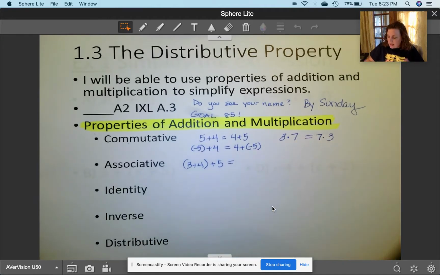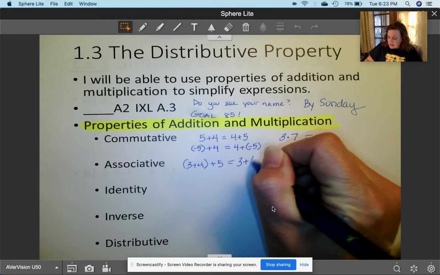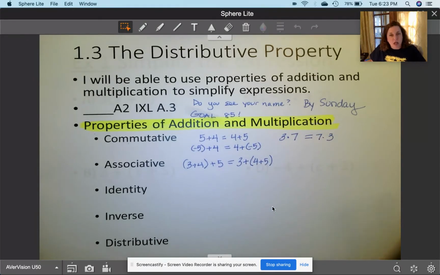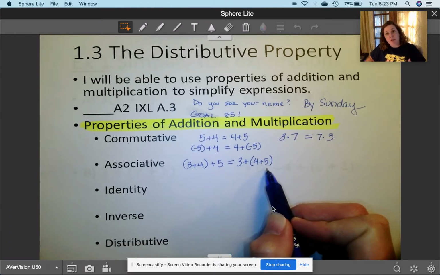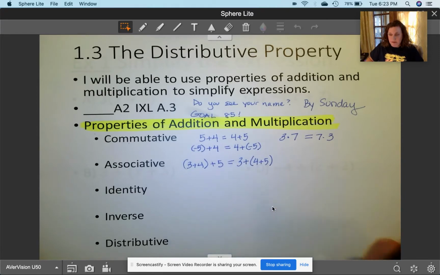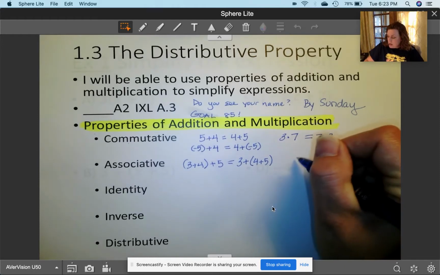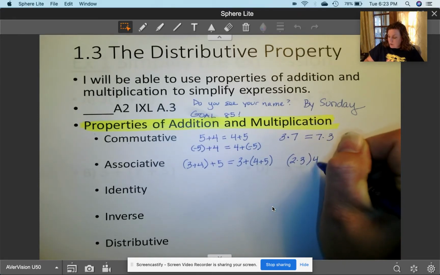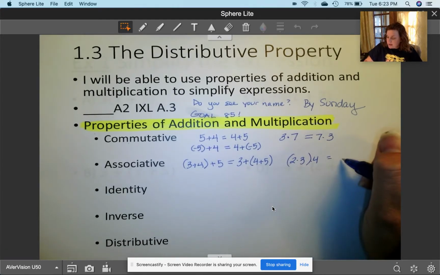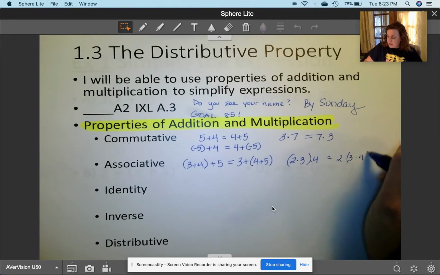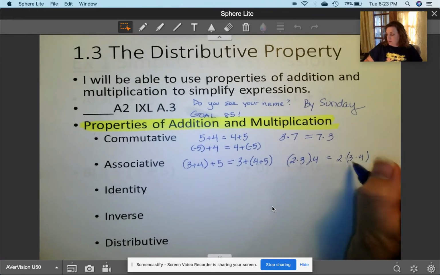It turns out that it would be the same as if I changed those associative groups. If I did 3 plus and then 4 plus 5 in a group, the grouping symbols mean do me first, so 5 plus 4 is 9, plus 3 is 12, and these two things are equivalent. The same is true for multiplication. 2 times 3 is 6, times 4 is 24. That would be the same as 2 times the group 3 times 4 first, so 12 times 2.